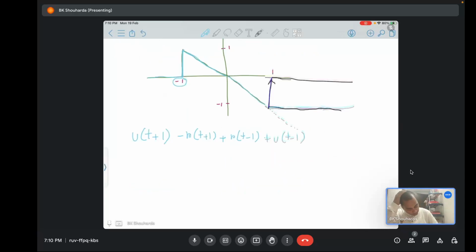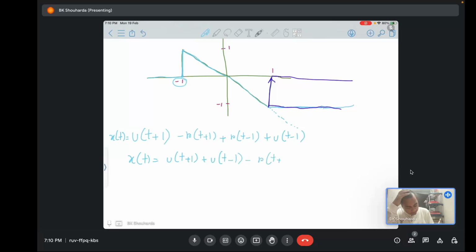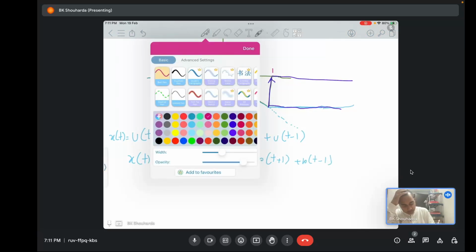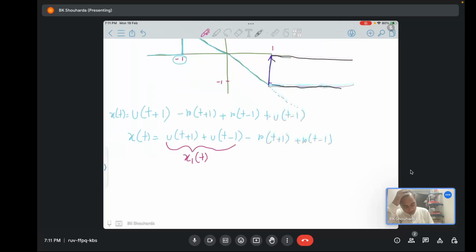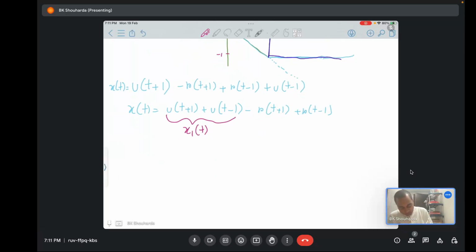So how can I write x(t)? x(t) is u(t plus 1) minus u(t plus 1) plus u(t minus 1) minus ramp(t plus 1) plus ramp(t minus 1). Let me group the unit step and ramp separately so that I can easily deal with them. Let me deal with x1(t). x1(t) is u(t plus 1) plus u(t minus 1).